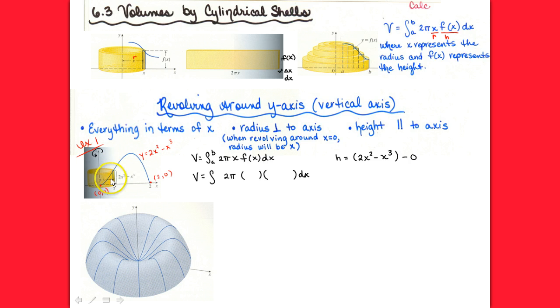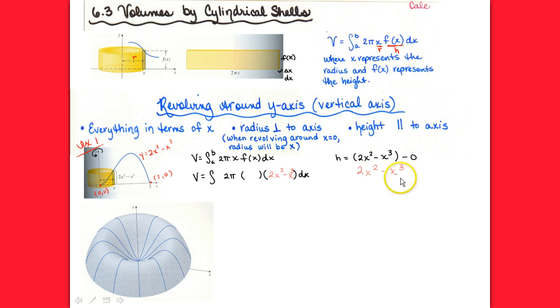So I'm going to cut a cross section, and remember that my height is going to be parallel to what I'm revolving around. So let's find our height over here. Our height is just going to come from top minus bottom. So the top equation was 2x squared minus x cubed. The bottom equation was 0. So my height is just going to be 2x squared minus x cubed. So we can go ahead and put that in over here for f of x.